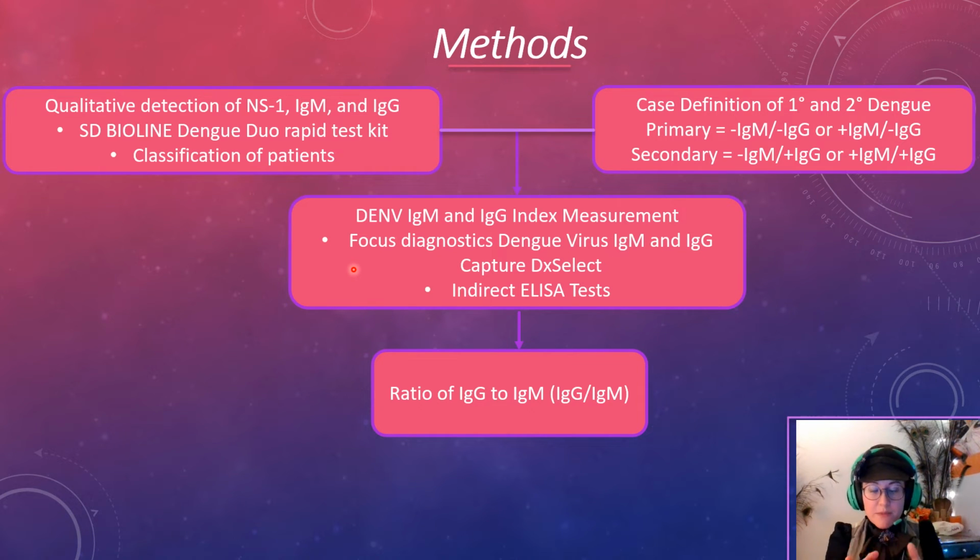Now, the researchers were able to determine that if the test had an index greater than 1, then it was presumptive for the presence of IgM or IgG antibody that was specifically for dengue virus. Now, the ratio of IgM to IgG was calculated by dividing the IgG index value into the IgM index value for each sample.